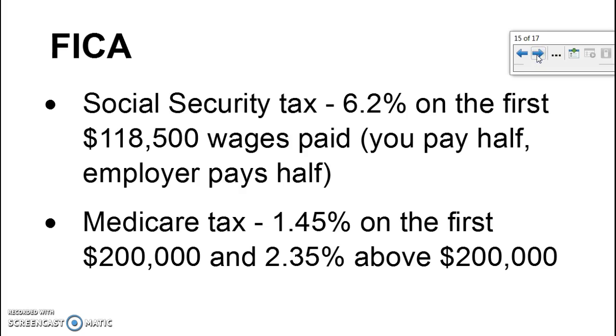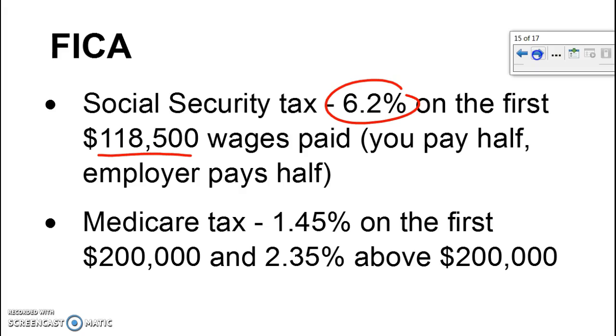Okay, as I said, I'd come back to FICA. This is Social Security and Medicare. And Social Security, you pay 6.2% rate on the first $118,500 of your wages. And typically you pay half and your employer pays half. So you actually see that contribution on your payroll statement or on your paycheck from your employer.